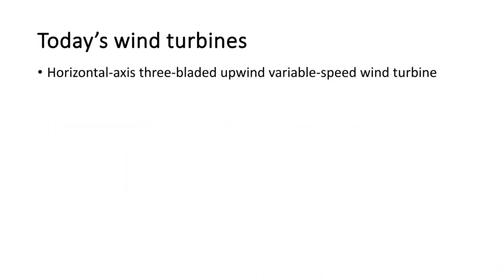In the end, I would just like to mention that today's most modern wind turbines are horizontal axis, three-bladed, upwind, variable speed wind turbines. This is the configuration that is most efficient.